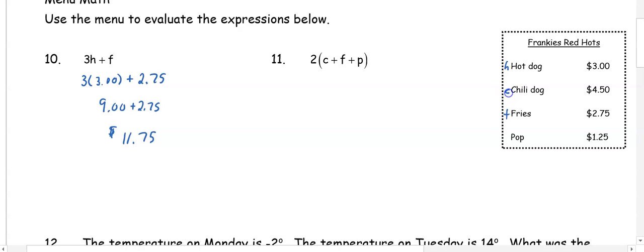In number 11, there are 2 identical orders for C, F, and P. So they got 2 chili hot dogs, fries, and pops. So we have 2 times the chili dog is $4.50, the fries are $2.75, and the pop is $1.25. So first what we're going to do in order of operations is add what's in the parentheses. So $4.50 plus $2.75 plus $1.25, and that's going to get us $8.50. So when we multiply by 2, the total is going to be $17.